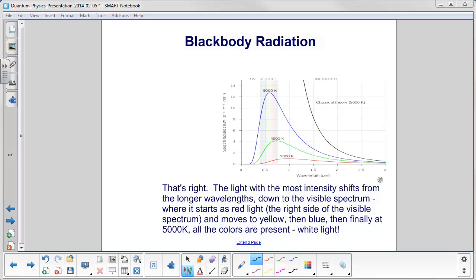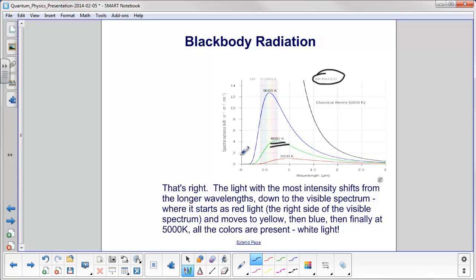That's right. Well, hopefully that's right. What we have is the light with the most intensity, which is kind of at the peaks of these curves. It shifts down the visible spectrum. So here, you were kind of in the infrared area. This was your most intense light right here, and you can see over here infrared. And then as you moved into this is the visible band. At 4000 K, you kind of had your peak at red light. At 5000, you were into the yellow.